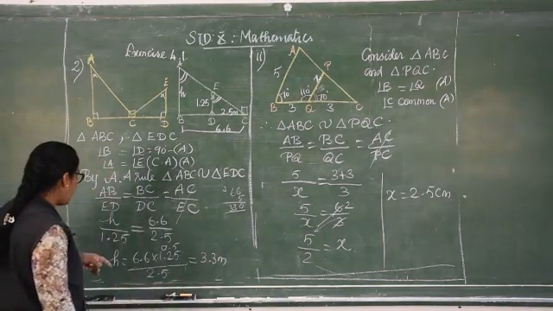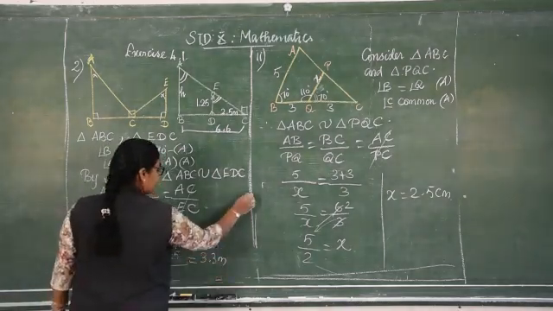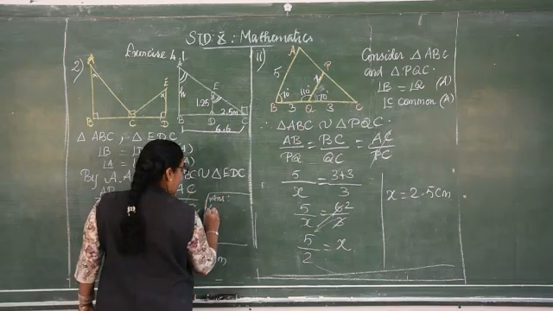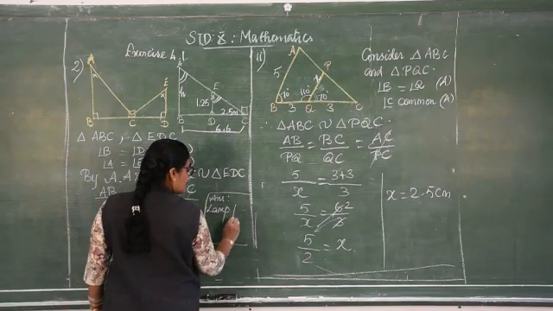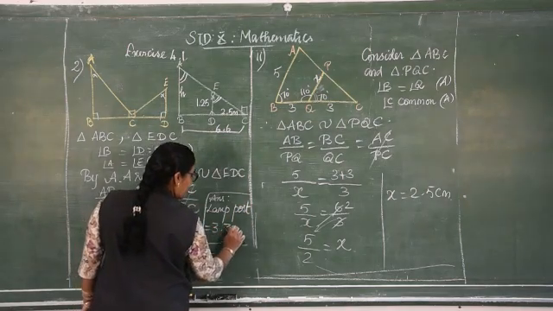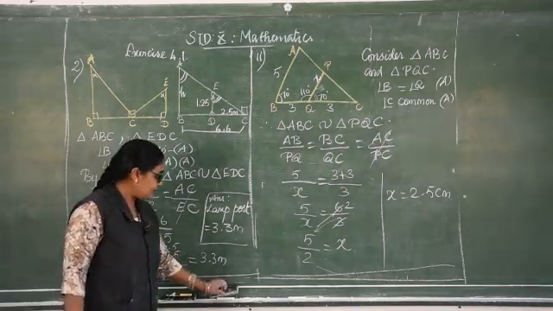So the height of the lamp post is 3.3 meter. I will be writing the answer here. So answer, lamp post is equal to 3.3 meter. So your second sum got over.